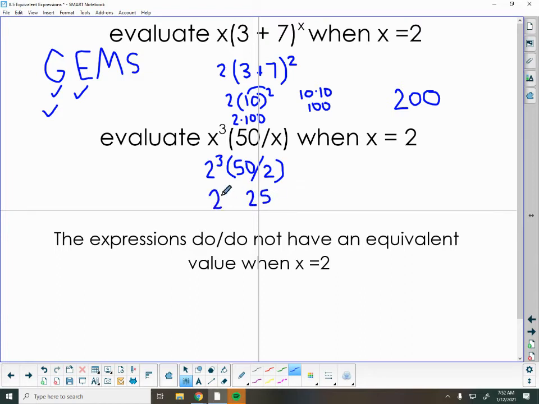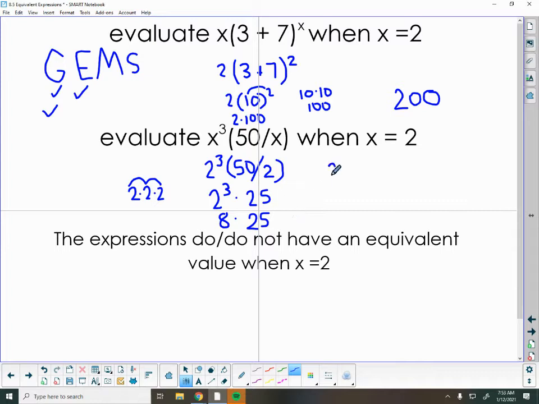So now I have 2 cubed times 25. So we don't have any more groups. Our groups are done, but we do have exponents. So we need to do 2 cubed. So 2 3 times, 2 times 2 times 2. So 2 times 2 is 4, times 2 is 8. And then we're going to do 25 times 8.